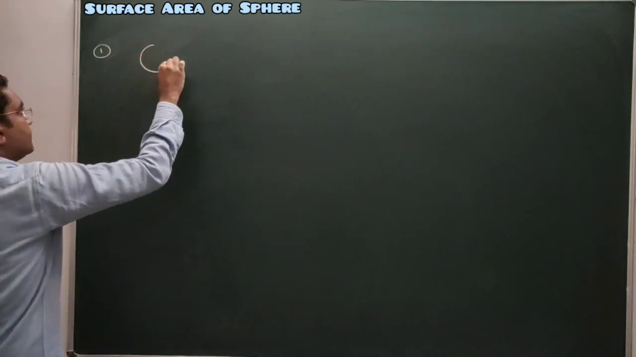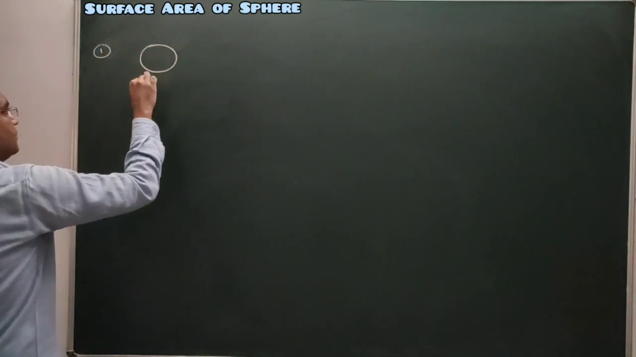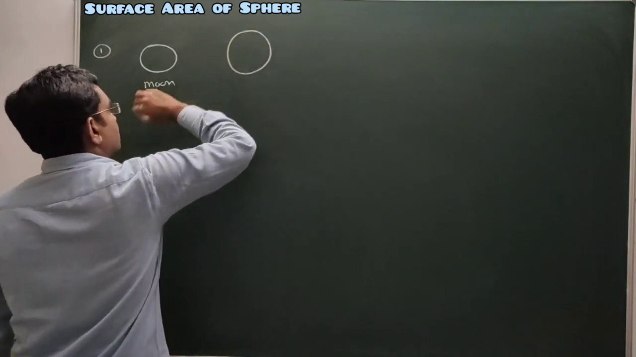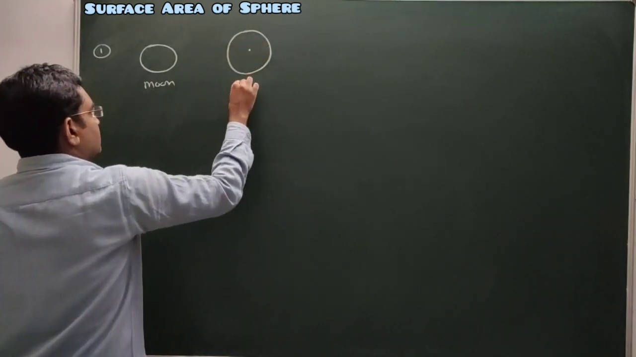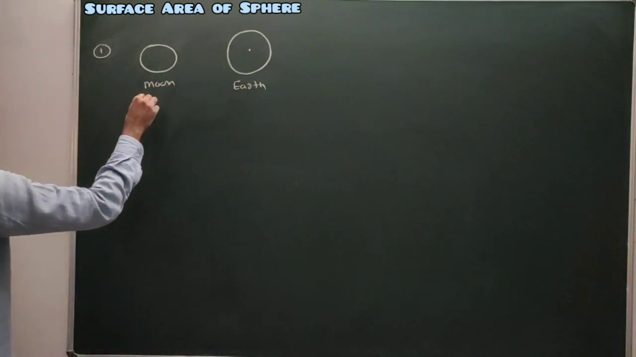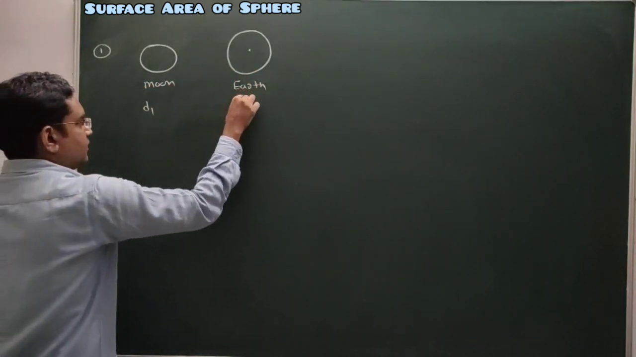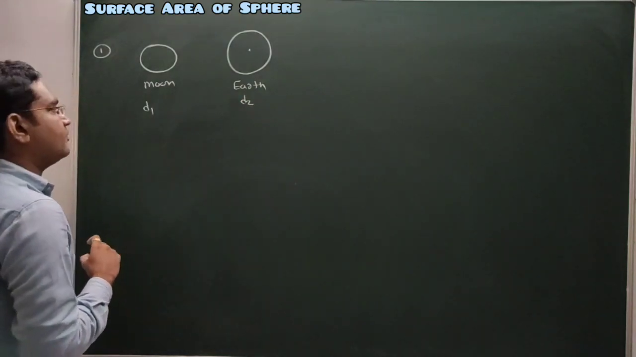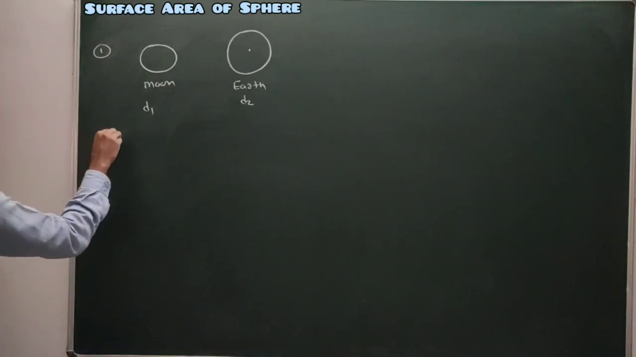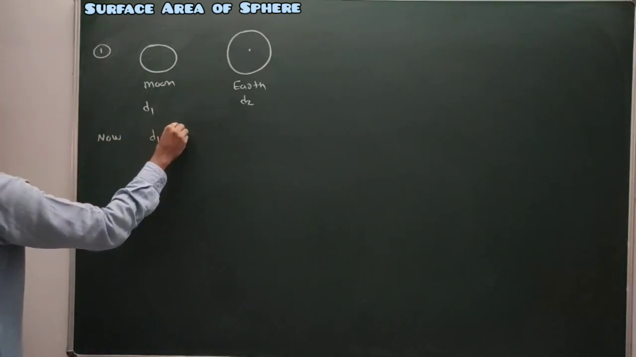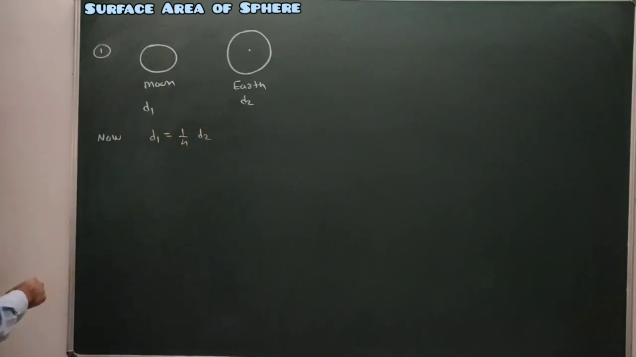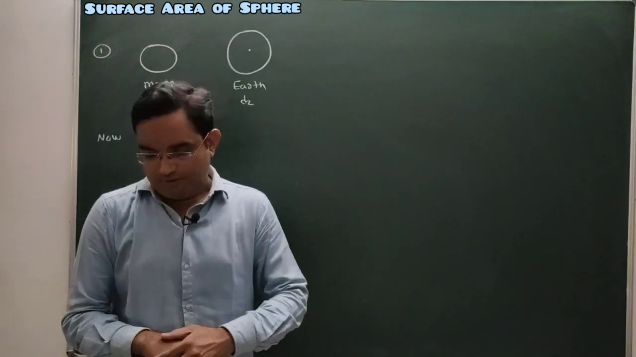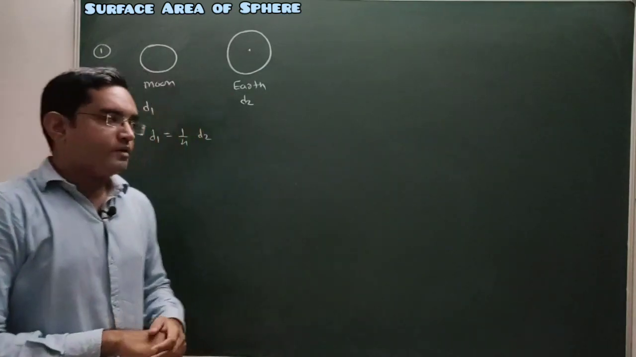So consider this is moon and suppose this is earth, somewhat larger than moon. Let diameter of this moon is d1 and diameter of this earth is d2. Here we are given that diameter of moon is approximately 1/4 of diameter of earth. So now we can say that d1 is 1/4 of d2. Find the ratio of their surface area.